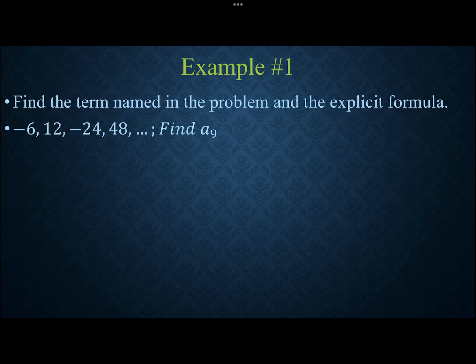So here we go, we got our sequence. We need to identify our first term. Well, a1 is just simply the -6. And then our value of r is the second term divided by the first term, which is going to give us a -2. So we write our explicit formula. an is a1 times r to the n minus 1 power. And there's our explicit formula.